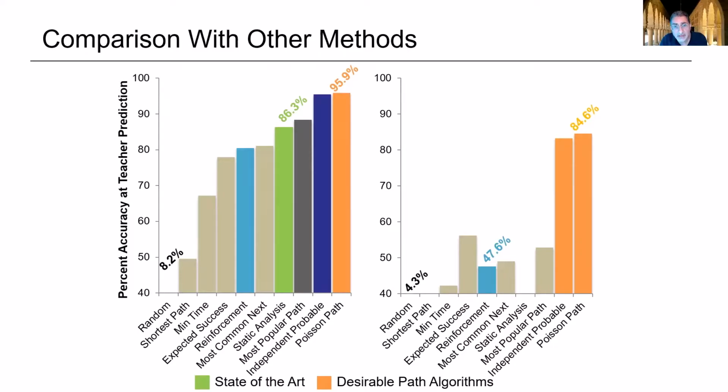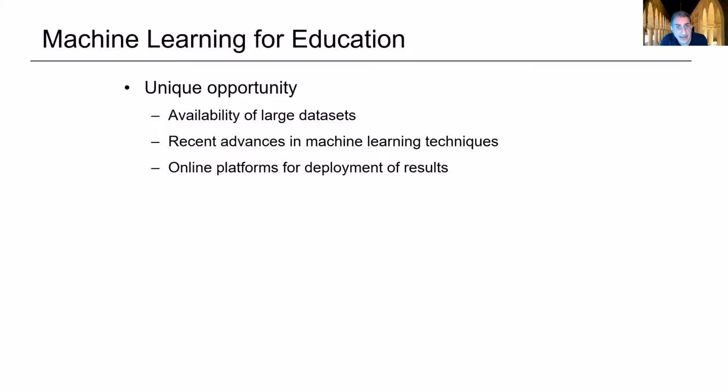So if we think about machine learning for education in the broad sense, it is a unique opportunity in terms of the availability of large data sets and recent advances in machine learning techniques. There are even more complicated things we could do in terms of learning from these traces. And online platforms not only give us an opportunity to collect this data, but to deploy our results at scale. For example, we could take the results of the Poisson path algorithm, which we've done in some limited cases, and deploy them on platforms like code.org to give new learners hints at scale based on what the algorithm believes is the next best step they should take.